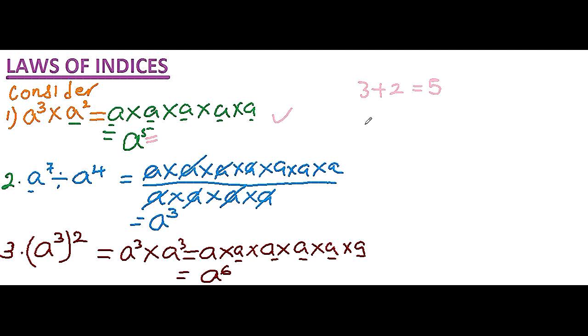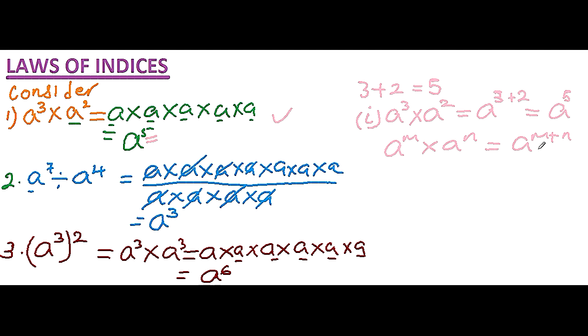Therefore, we can conclude the first row of indices: when the base is common, we can write a to power 3 multiplied by a to power 2, instead of expanding it, as a, then we add the indices, which gives us a to power 5. From this, we can derive the first row of indices and say, if we have a to power m multiplied by a to power n, it is equal to a to power m plus n. So that is the first row of indices.